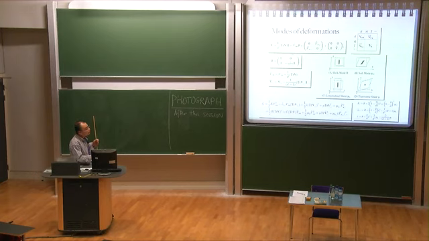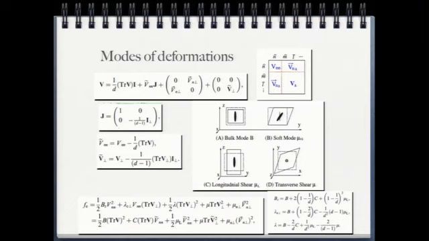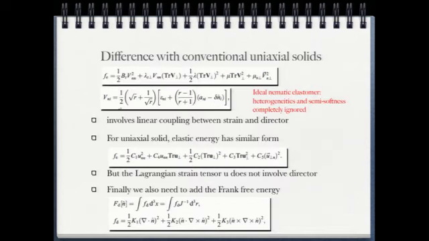And we have this mixed mode. This is the soft mode. It has a combination of a shear deformation together with the rotation of the director. So this is our elastic free energy. And let's look at the mixed soft mode, V_N perp. Basically we find it's a linear combination of linear strain and the rotation of the director.